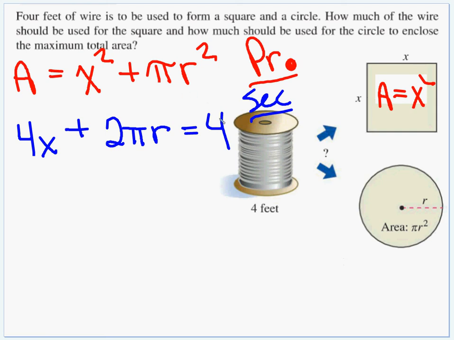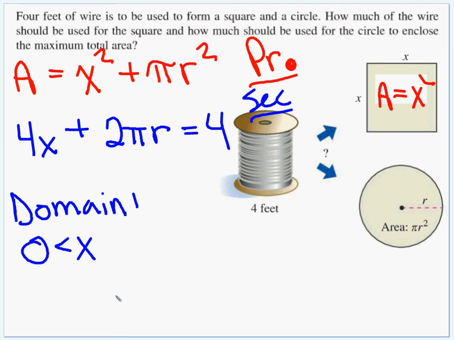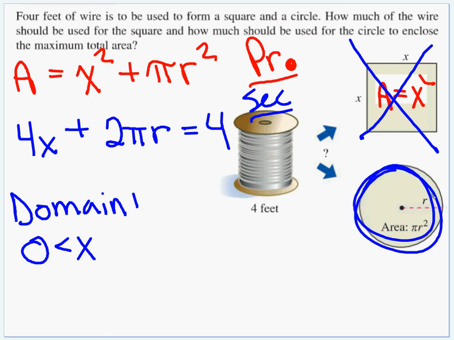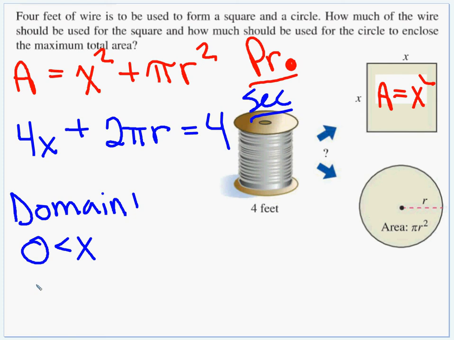Ooh, and before I forget, let's do the feasible domain right now. Remember, we have 4 feet of wire. So how small could we make x? x is this side of our square. Well, we could make x as small as 0. If x is 0, that means we have no square. We've used all the wire to make the circle. So this is all circle, no square.